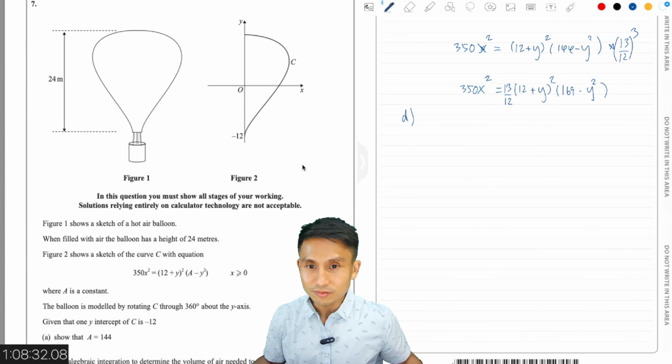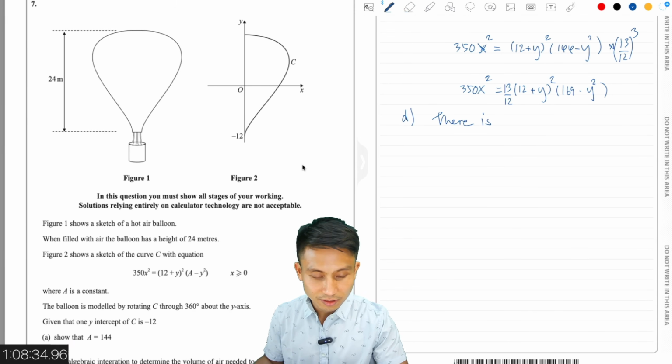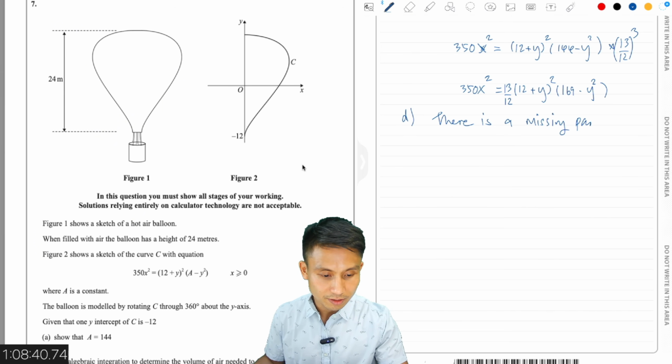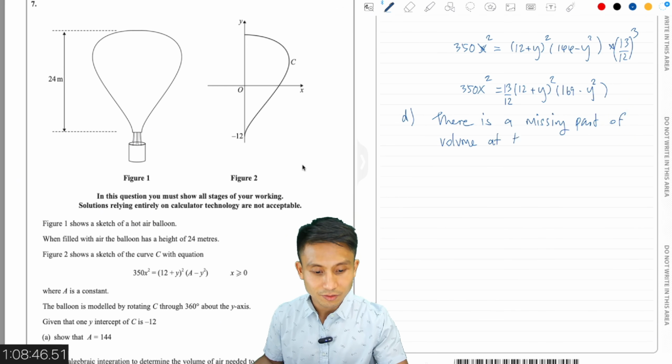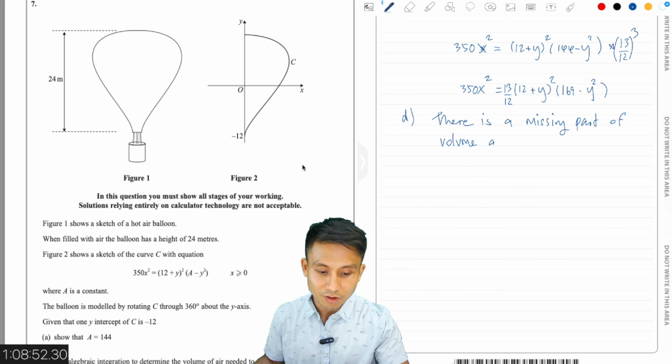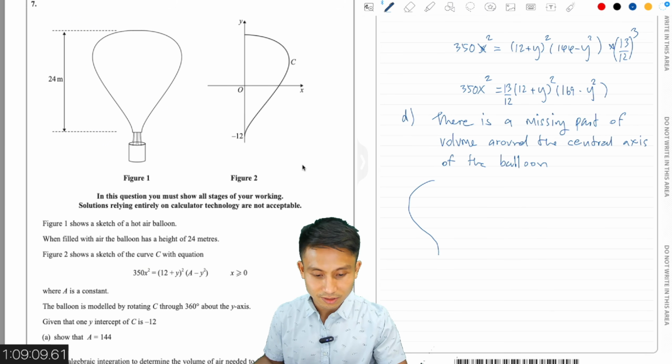So there is a missing part of volume around the center, around the central axis of the balloon, right? So if we draw this, it is this very part here that we're missing.